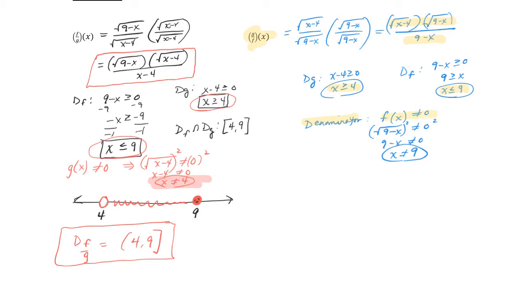And then remember that additional restriction is that the denominator, which in this case was f of x, cannot equal 0. So that means the square root of 9 minus x can't equal 0. Square both sides. You'll find that x does not equal 9. Put all of that information together.